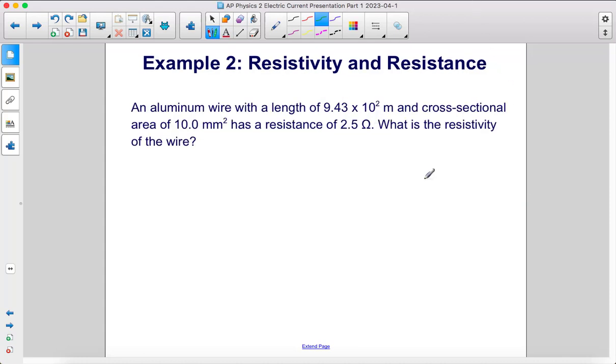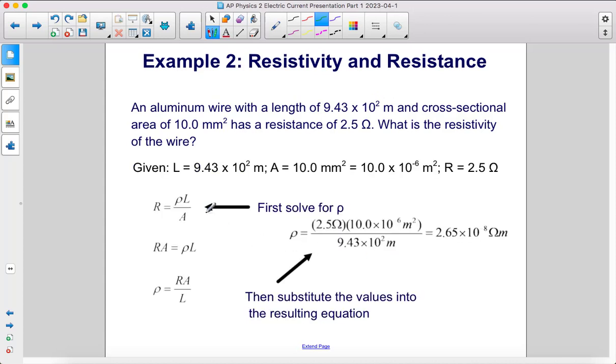An aluminum wire with a length of 9.43 times 10 to the second meters and a cross-sectional area of 10 square millimeters has a resistance of 2.5 ohms. What is the resistivity of the wire? All right, so first we're going to solve this equation for rho, for resistivity, and then plug in all of our numbers. Don't forget to convert 10 square millimeters to square meters, which is 10 times 10 to the negative 6 square meters. And we get this value here, which we can confirm by looking at our chart and looking up the aluminum. So all aluminum wires are going to have the same resistivity.